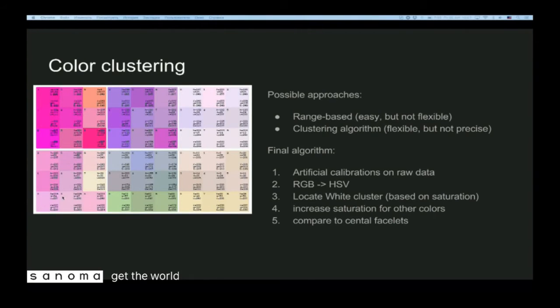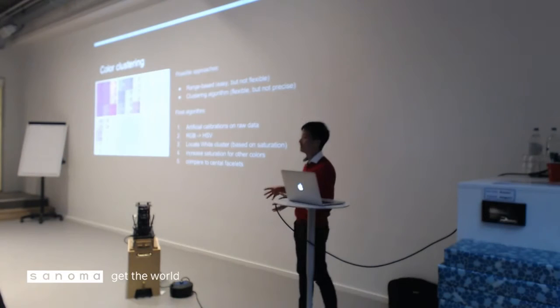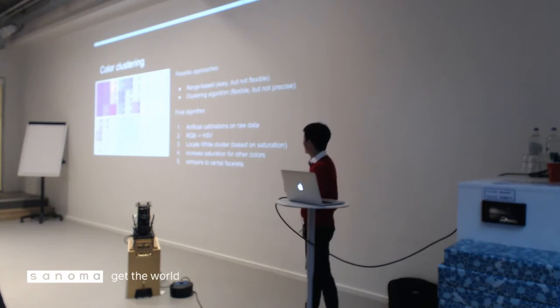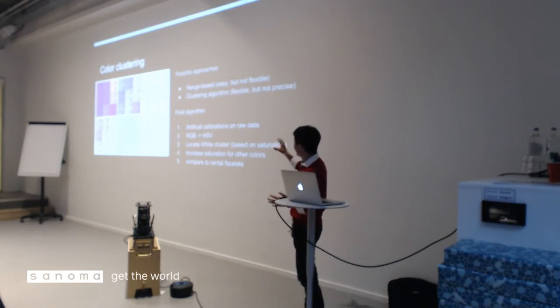And we came up with 2 possible approaches to do the clustering. The first one is the range-based, simple one. It didn't work out because it was impossible to do this under different ambient conditions. And the other thought was to use some of those clustering algorithms, but it didn't work out as well because most of them are probability-based, and they give you a decent result, but not the exact one. So in the end, we were doing these things.